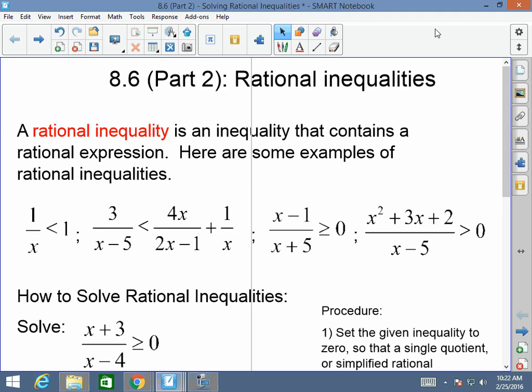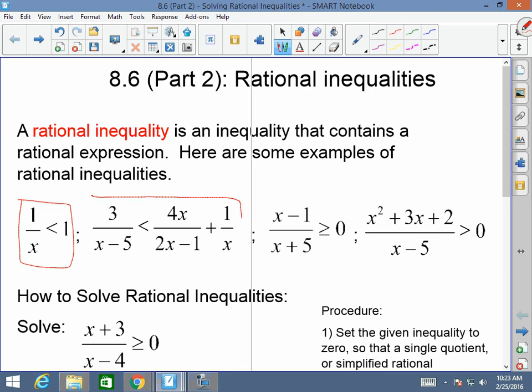So we're going to be adding some extra steps, but they're not extra steps that are unknown to you. They're not extra steps that you've never seen before. These are all things that we have learned in the past. And a rational inequality, similar to a rational equation, is an inequality that contains rational expressions. Here's some examples of rational inequalities. I got 1 over x is less than 1. That's a rational inequality because it's a rational expression and it has an inequality sign. So that's a rational inequality.